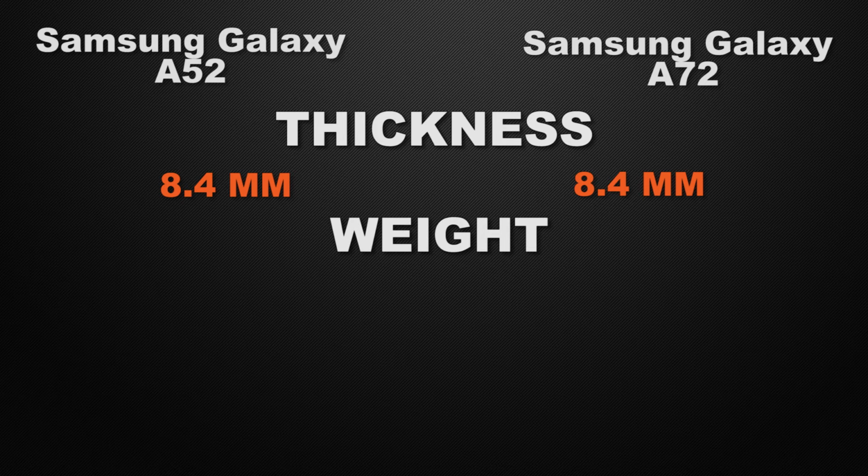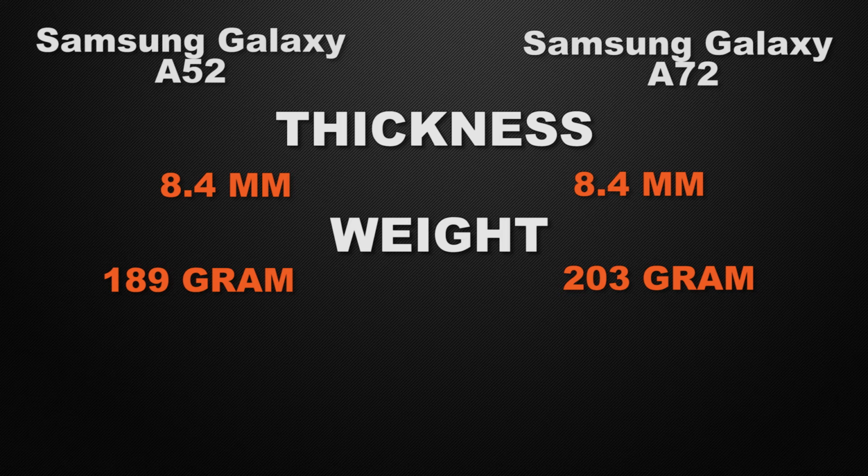Talking about the weight of the devices, A52 comes with 189 grams of weight, whereas A72 is 203 grams. So the winner here is A52 because it has a lighter body weight.